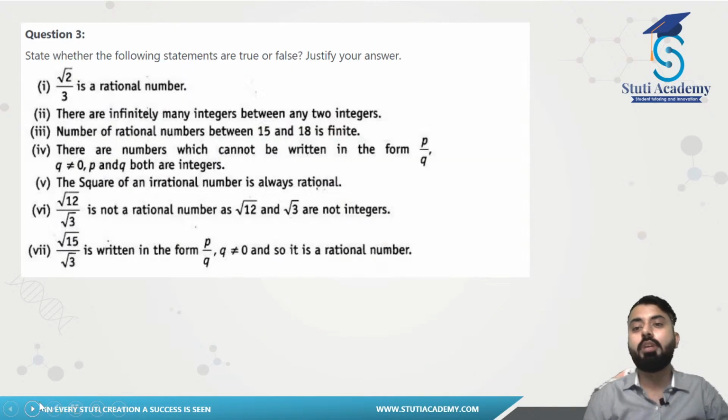Now let's just see our third question. So these are just true, false. You guys should be able to solve them. We have what? Square root 2 by 3 is a rational number. False. Quick. Because we have a square root 2 here. This is false. This is an irrational number.